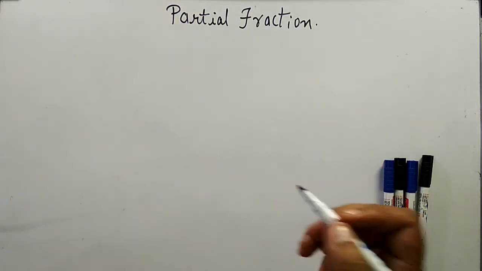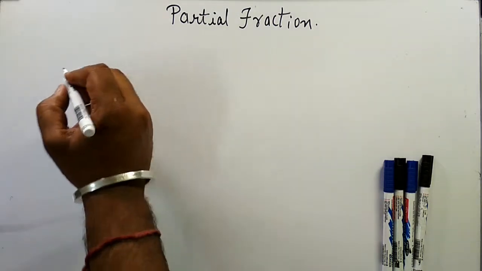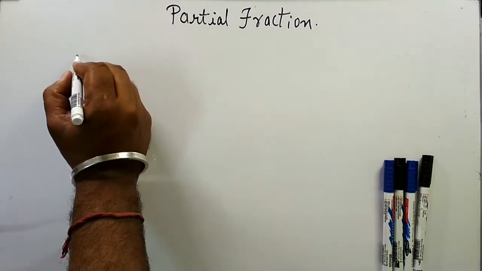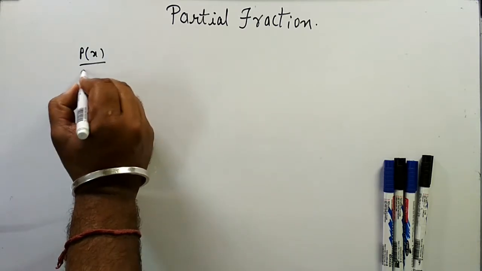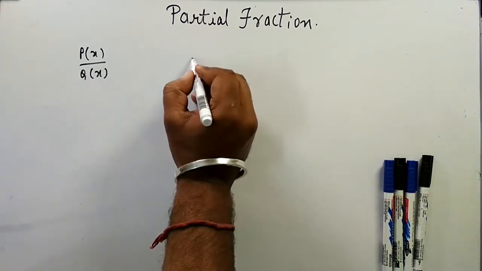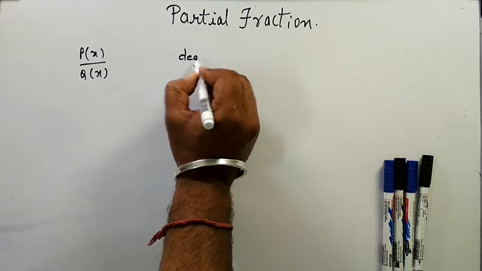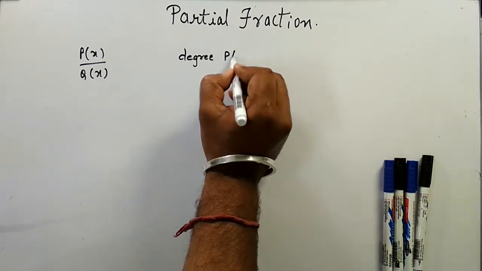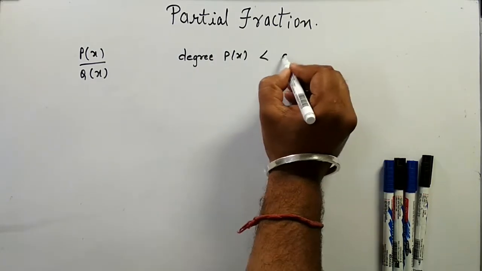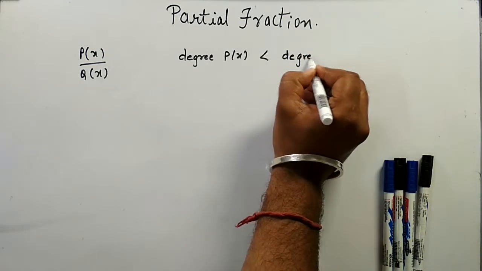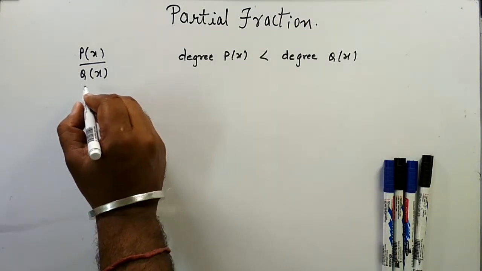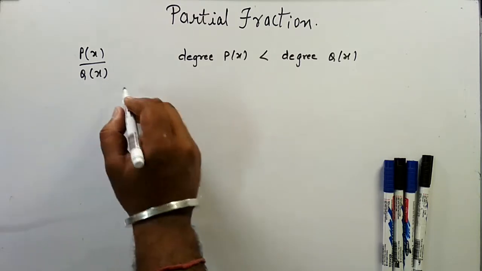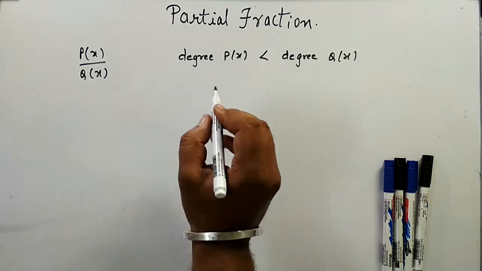Okay, in the last video we discussed that we can do the partial fraction of a rational expression like p of x by q of x, in which the degree of p of x is lesser than the degree of q of x, and we have to decompose q of x as a product of its factors as completely as possible.